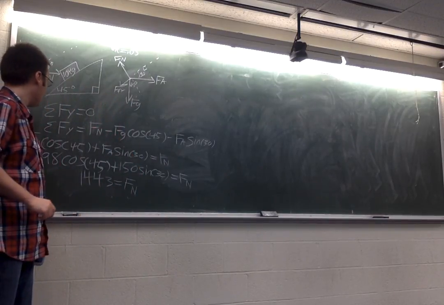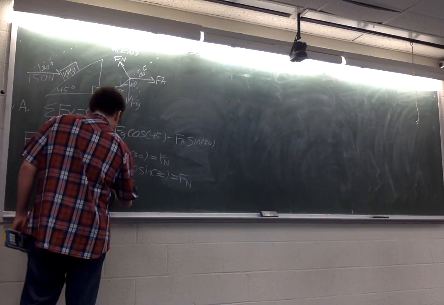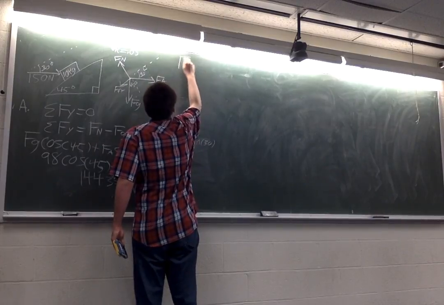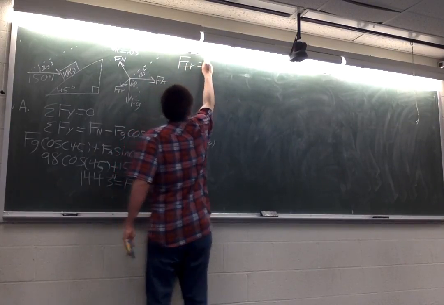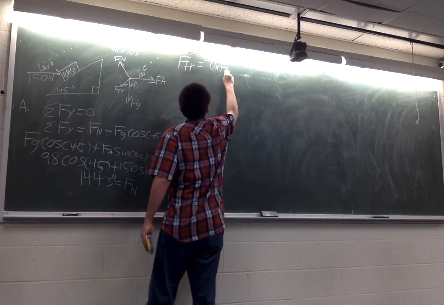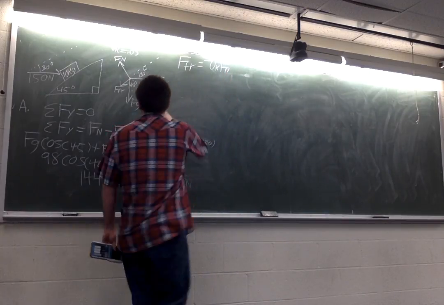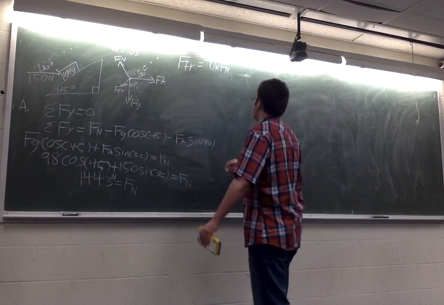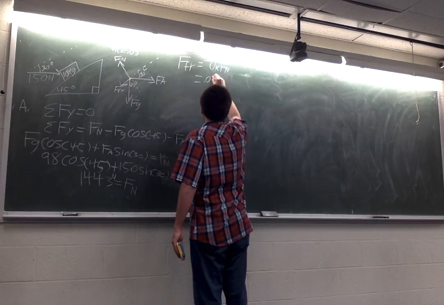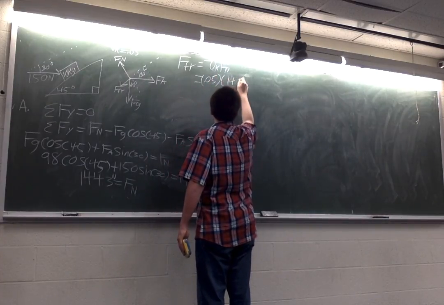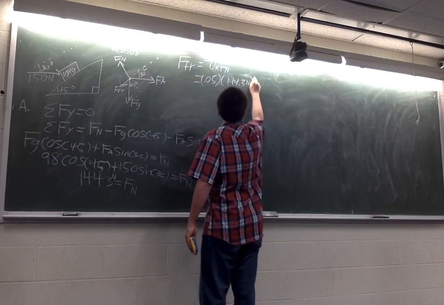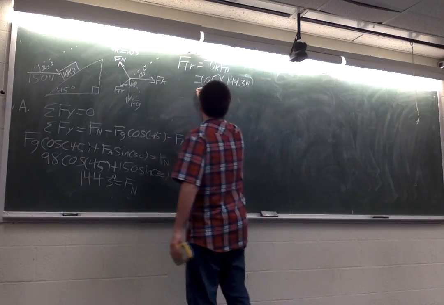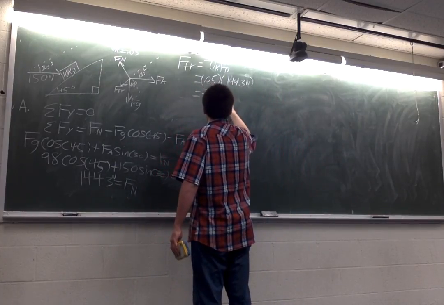Wonderful. What does that do for us? 144.3 newtons. Well, we know that the force of friction is equal to the coefficient of kinetic friction times the normal force. So we're just going to plug in our coefficient of kinetic friction, 0.05, and our normal force, which is 144.3. So we have 0.05 times 144.3 newtons. 7.2? So, okay, we have that to be 7.2 newtons.